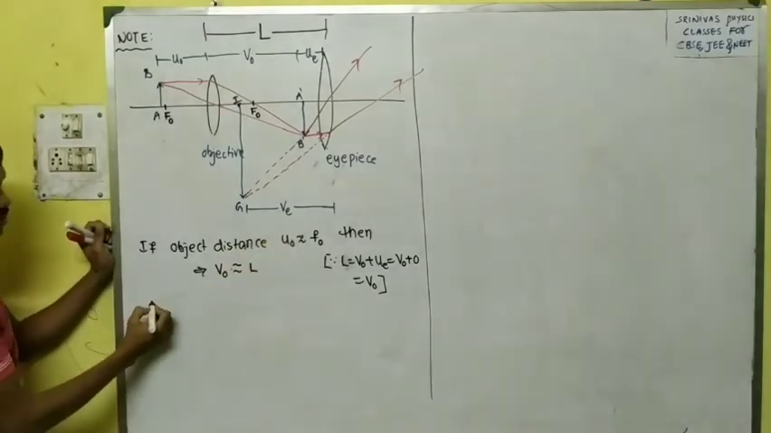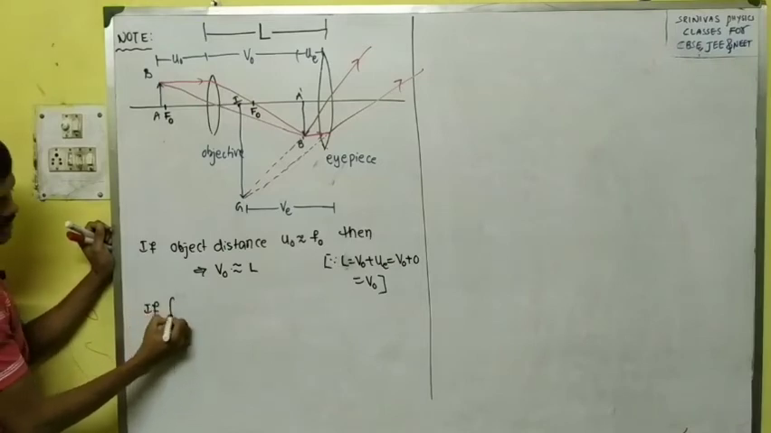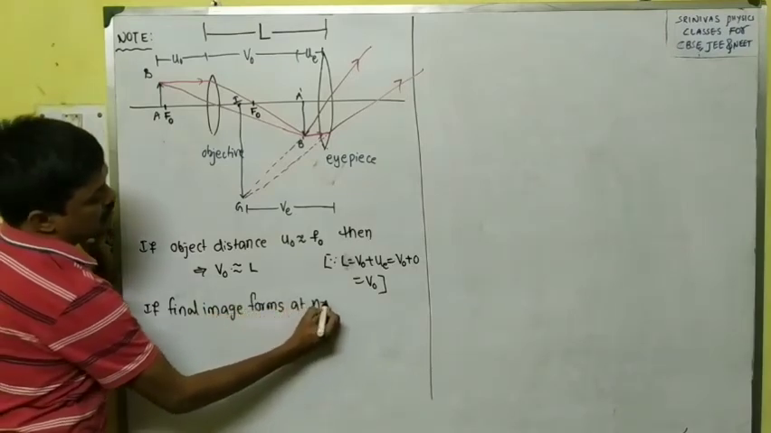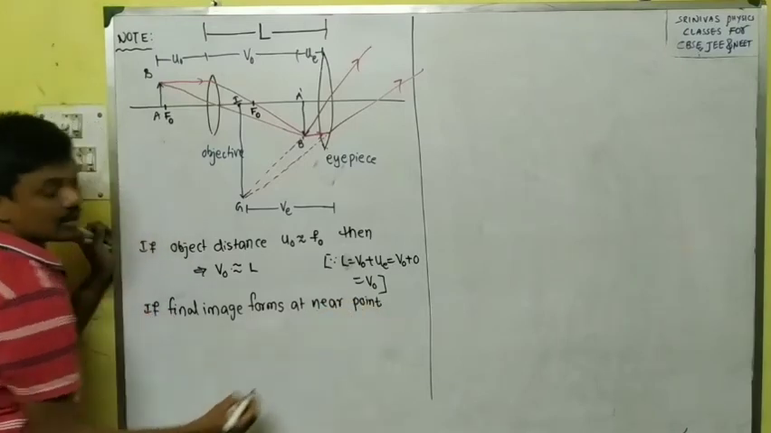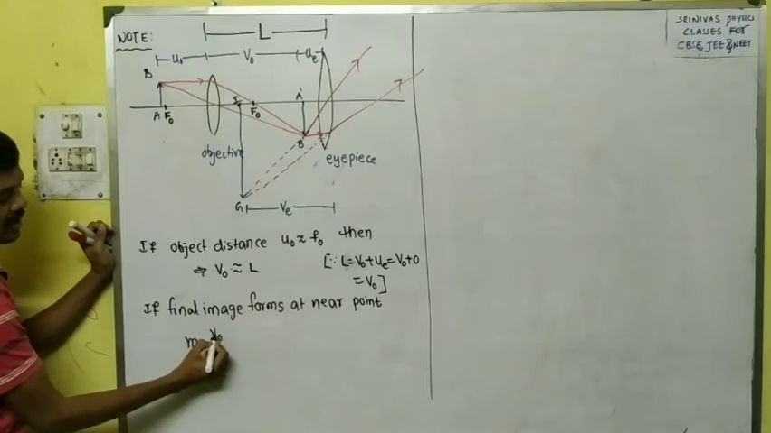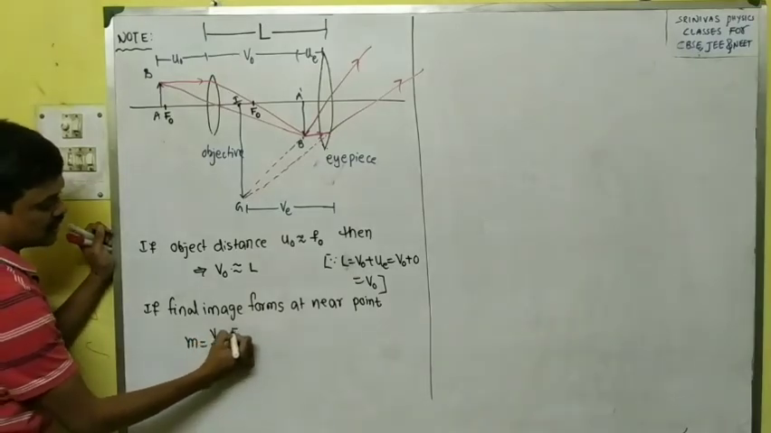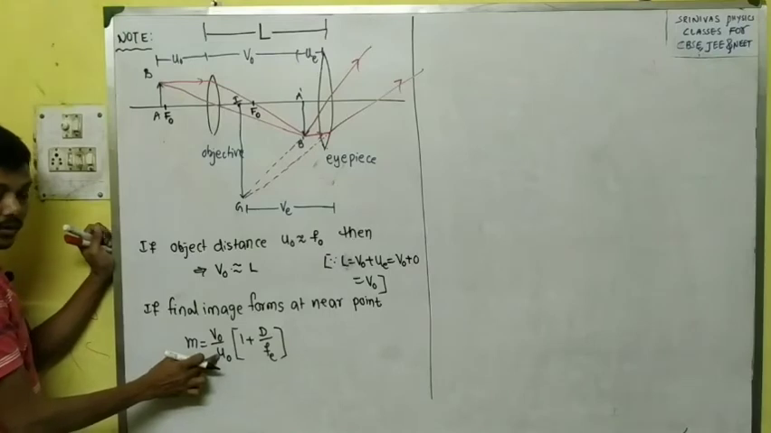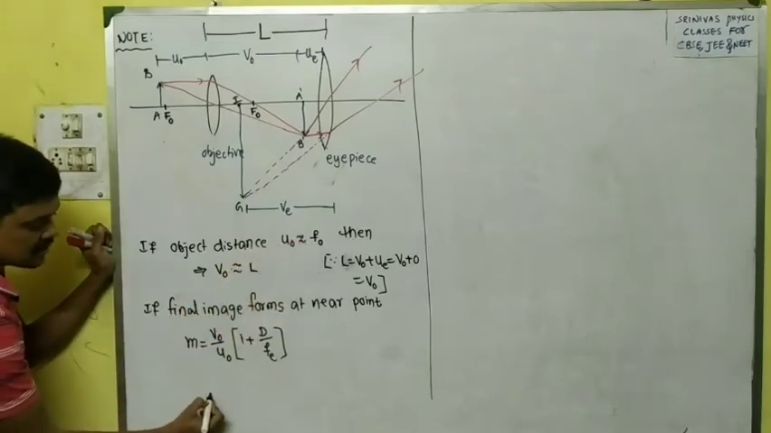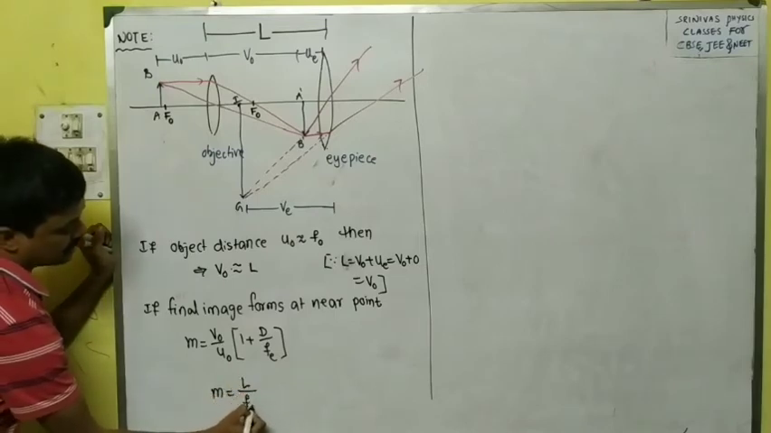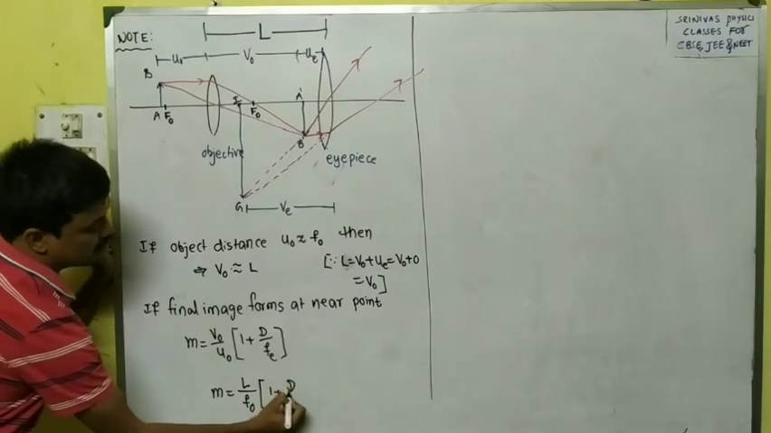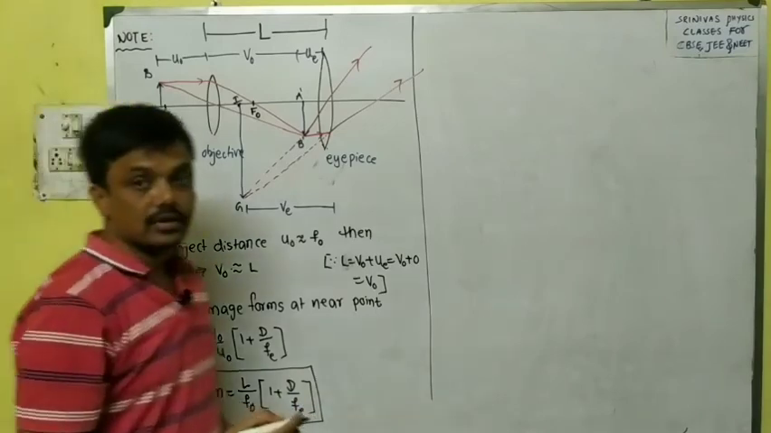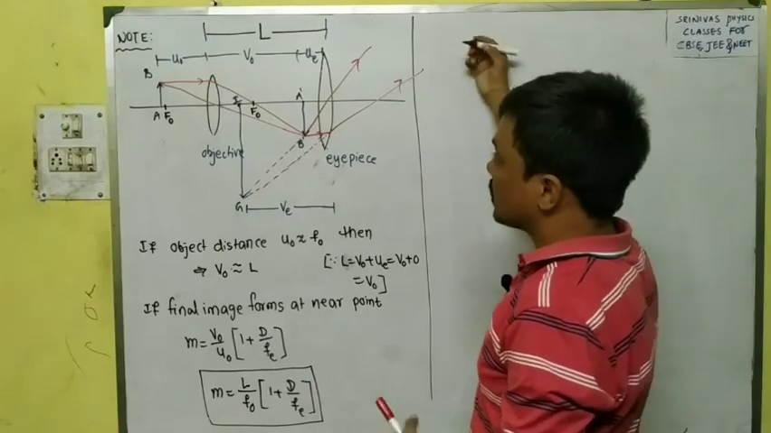Now, if the final image forms at the near point, what is the magnifying power formula? From the earlier equation, M is V naught by U naught into 1 plus D by Fe. Now in this, we substitute V naught as L and U naught as F naught. Then we get L by F naught into 1 plus D by Fe. And the length of the compound microscope is L only.